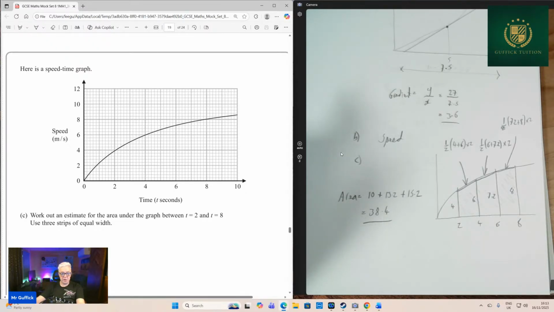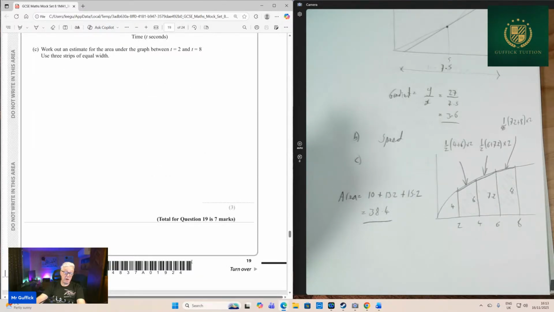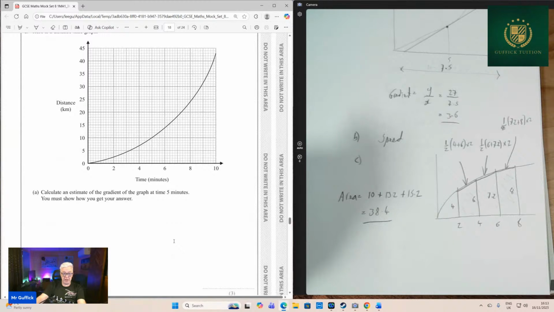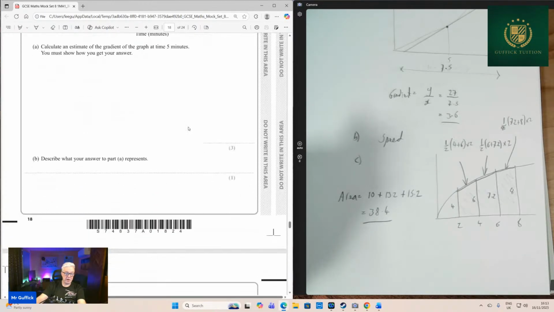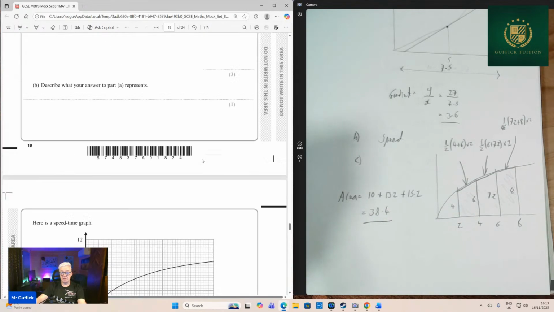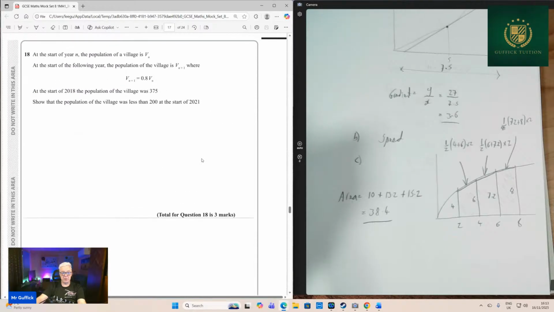So really nice question. I mean, how many marks is that question worth altogether? Let's have a look. 7 marks. Wow. I think that's 7 marks that's accessible, I would say, to most students, really, because all you've got to do is draw a tangent at 5 and work out the gradient. Remember that speed is what you get from the gradient of a distance time graph, and basically work out the area of 3 trapeziums. So I think that's a super nice question for quite near the end of a paper. Question 19, that was a very nice question.